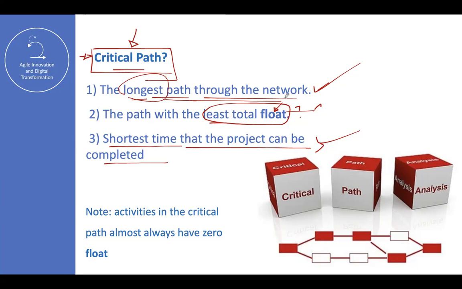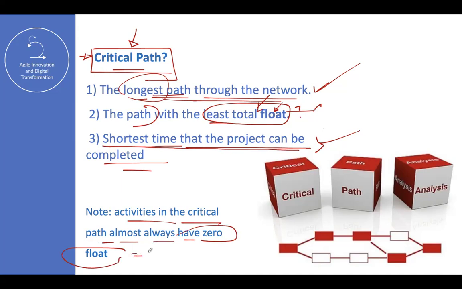So that's why I'm just repeating, critical path, critical path. So what is the critical path? It's the longest path through the network. You cannot allow anyone to delay this type of activity that is inside of the critical path. So number 1, critical path, the longest path. Number 2 is the path with the least total float. And number 3 is the shortest time that the project can be completed. Activities in the critical path almost always have a 0 float, meaning that you cannot delay.